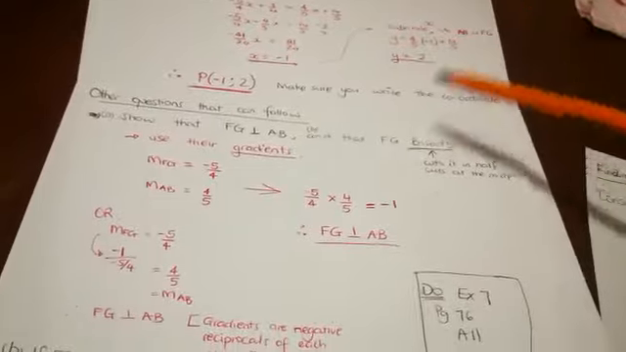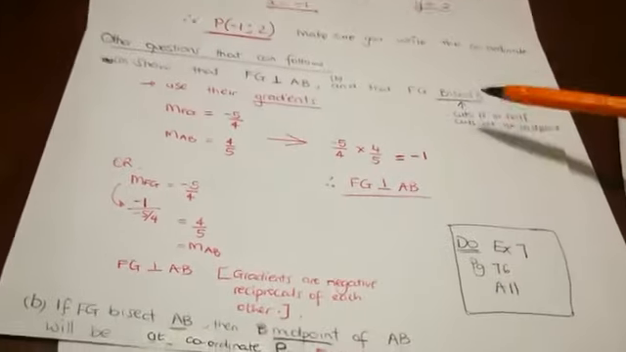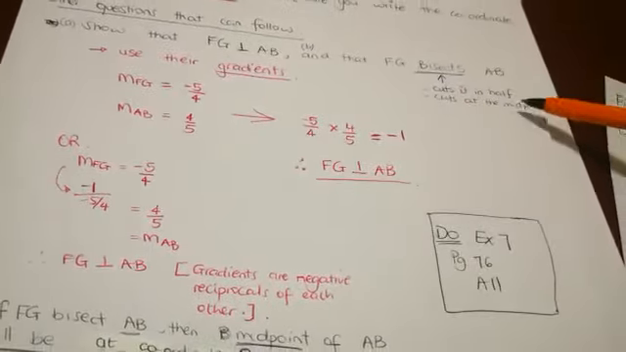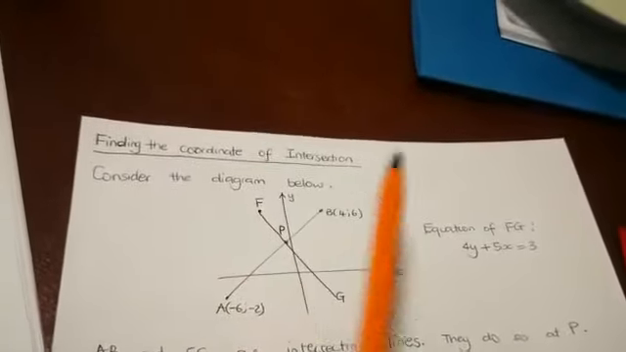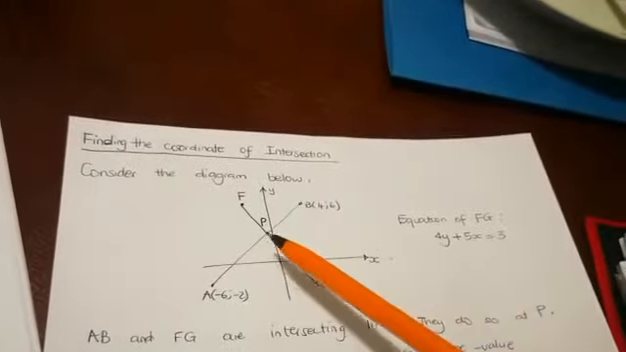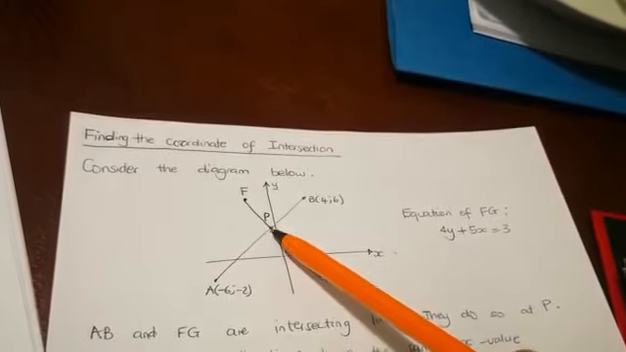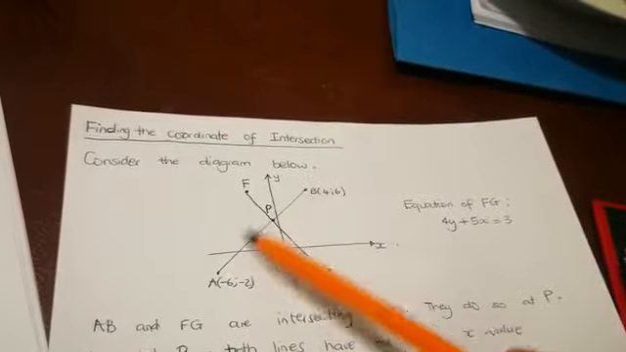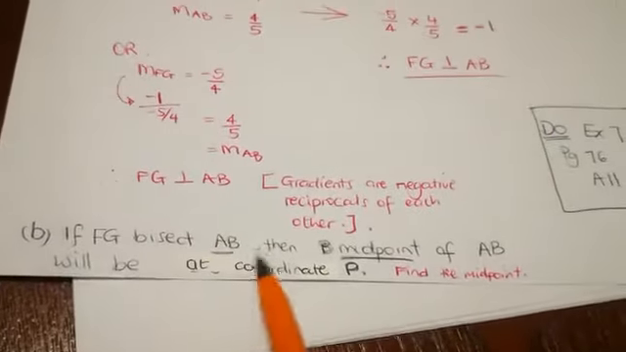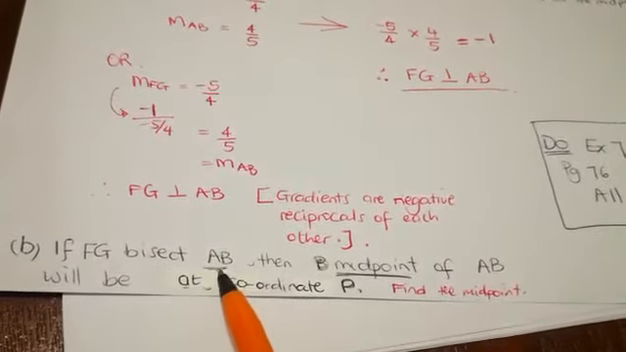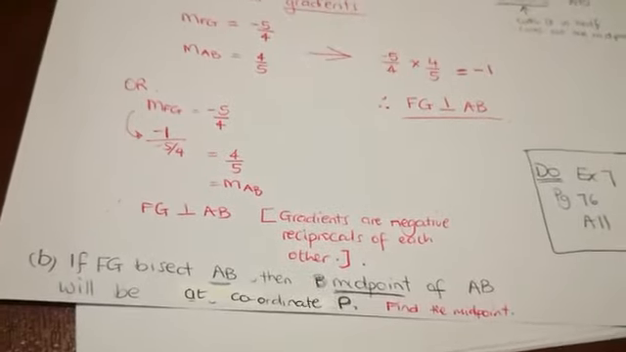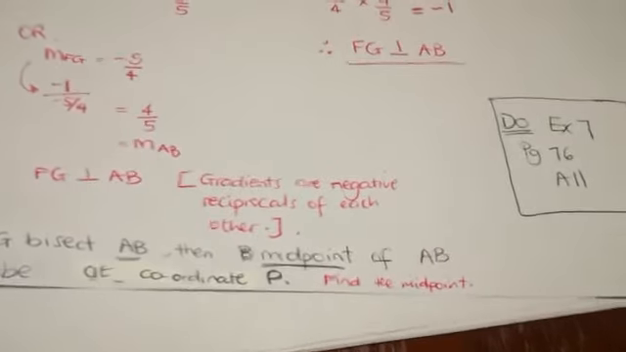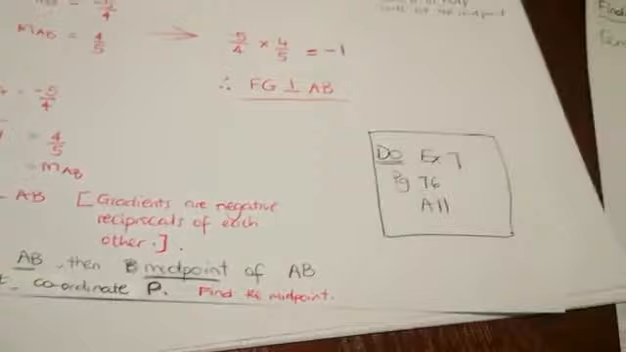Okay, then the other question that can be asked is to show that FG bisects AP. Bisect means it cuts it in half. So if FG bisects AP, it means this point P will be the midpoint of AP. So that is what you must show. That's what I've written here. If FG bisects AP, then the midpoint of AP will be at coordinate P. So you have to find the midpoint.